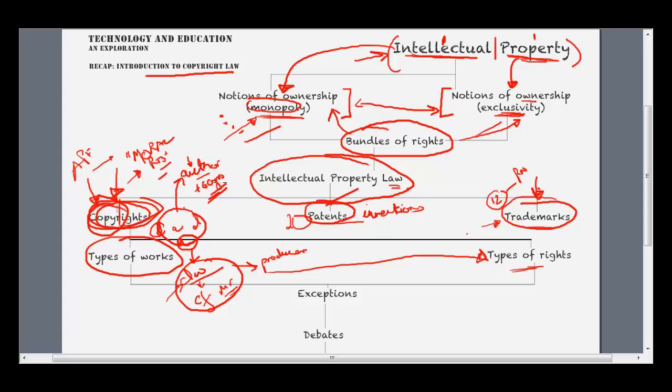This varies across the world. So in some places like the US, for example, it's the life of the author plus 95 years now.